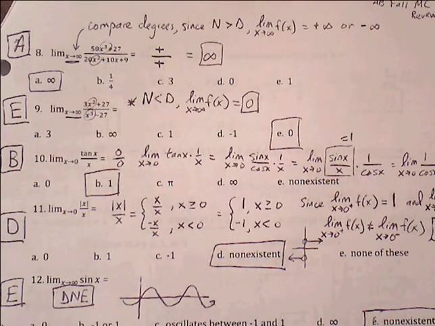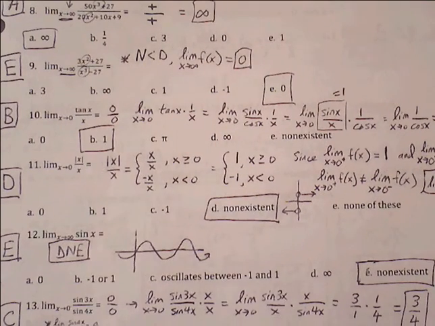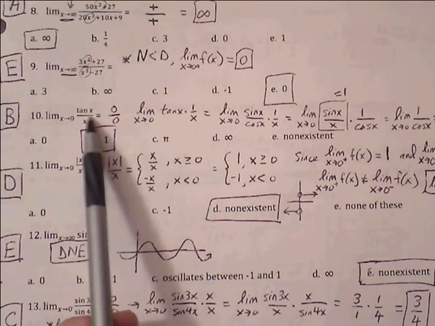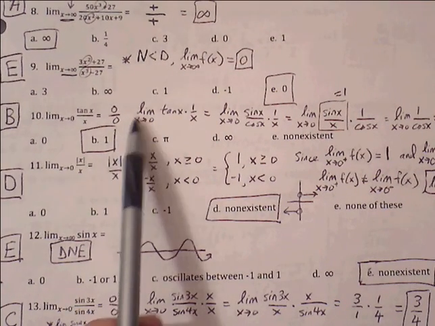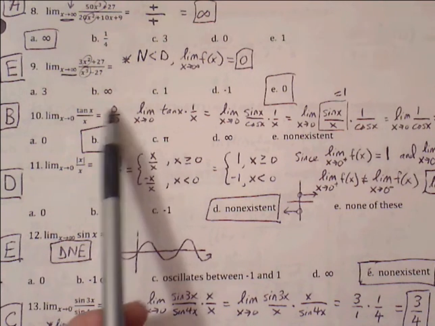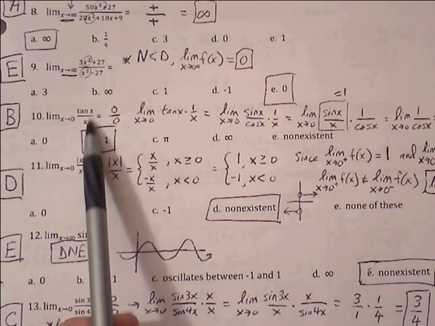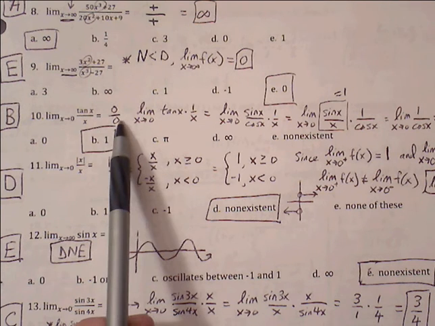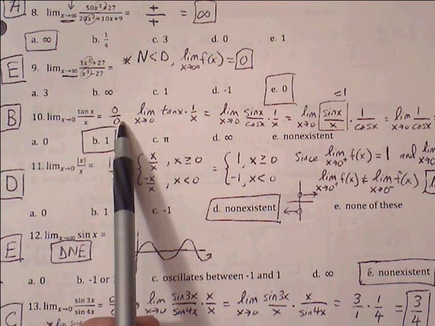Okay. Number 10, limit as x approaches 0 of tangent of x over x. First thing we do is we plug in 0. We get 0 over 0. Tangent of 0 over 0 is 0 over 0. So we know it's indeterminate form, we have to do something more with this problem.